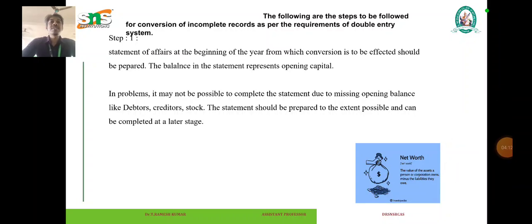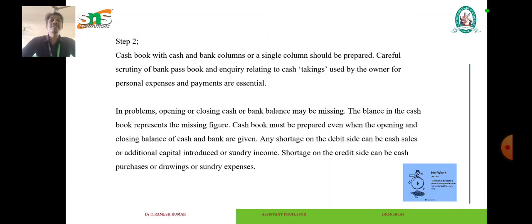Step 1. Statement of affairs at the beginning of the year from which conversion is to be effected should be prepared. The balance in the statement represents opening capital. In problems, it may not be possible to complete the statement due to missing opening balances like debtors, creditors, stock. The statement should be prepared to the extent possible and can be completed at a later stage.